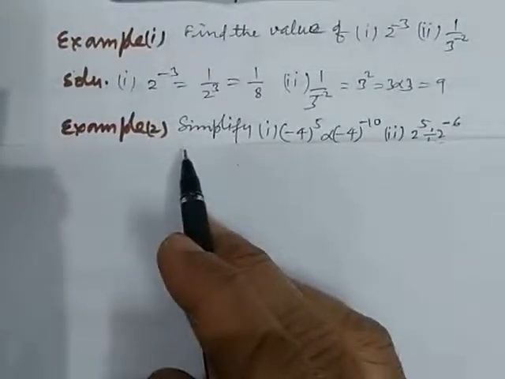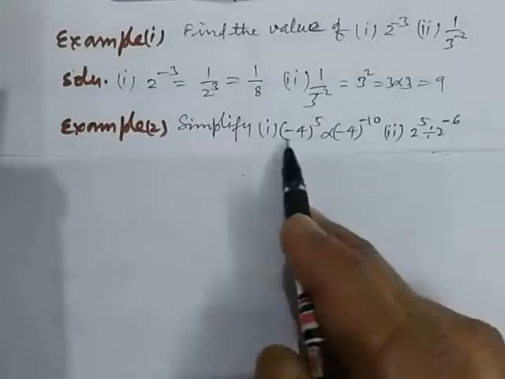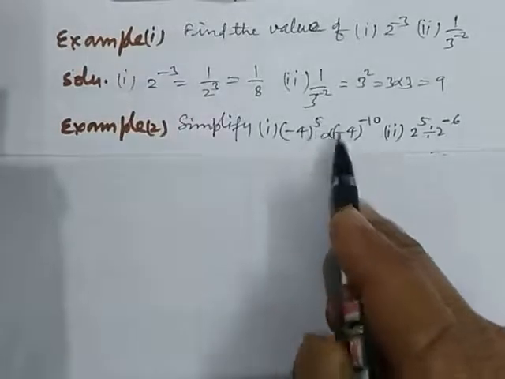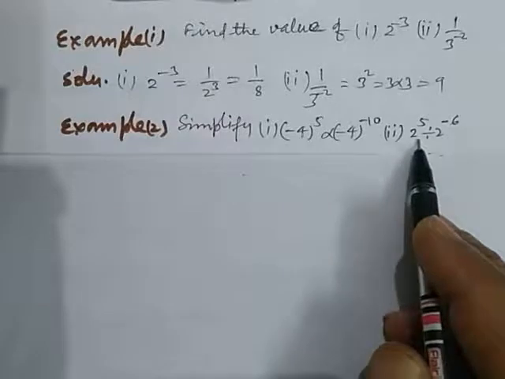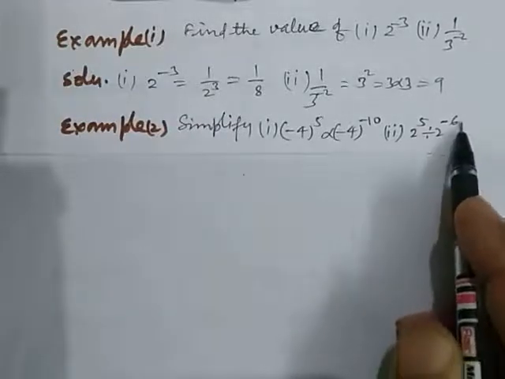Now example second, simplify this. First part minus 4 power 5 into minus 4 power minus 10, and second part 2 raised to power 5 divided by 2 raised to power minus 6.